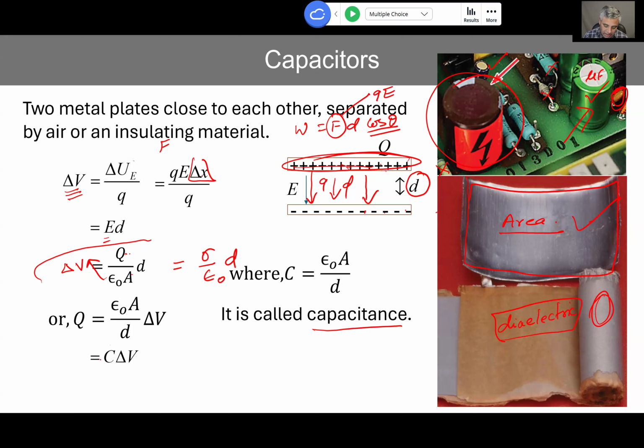So what do we see? The capacitance depends on the area of the capacitor. The larger the area, the larger the capacitance. What does that mean? See, a capacitor is a charge storing device.